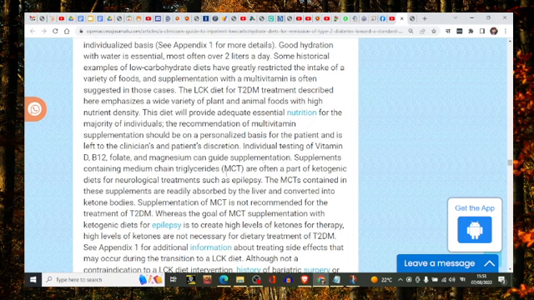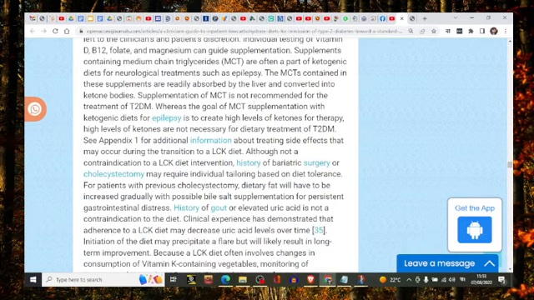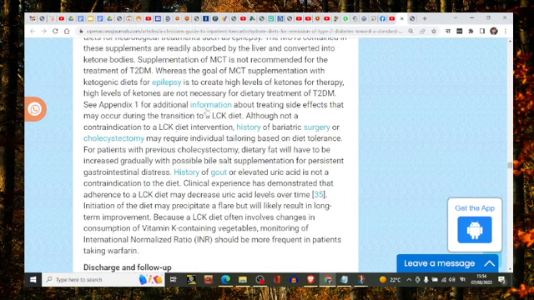Supplements containing medium-chain triglyceride, or MCTs, are often a part of ketogenic diet for neurological treatments such as epilepsy. The MCT contained in these supplements are readily absorbed by the liver and converted to ketone bodies. Supplementation of MCT is not recommended for the treatment of T2DM, whereas the goal of MCT supplementation with ketogenic diets for epilepsy is to create high levels of ketones for therapy. High levels of ketones are not necessary for dietary treatment of T2DM. See Appendix 1 for additional information about treating side effects that may occur during the transition to a LCK diet.